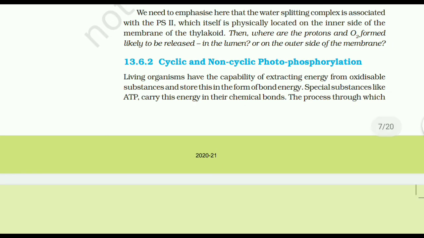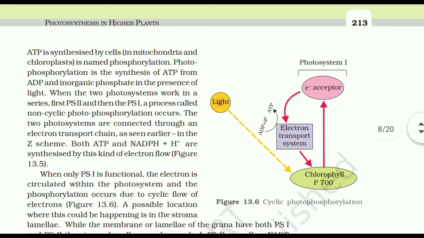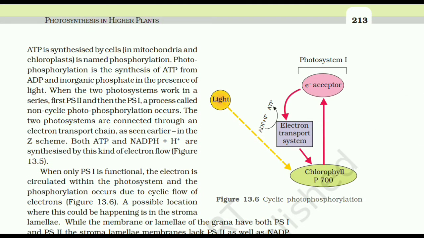13.6.2 Cyclic and Non-Cyclic Photophosphorylation. Living organisms have the capability of extracting energy from oxidizable substances and storing this in the form of bond energy. Special substances like ATP carry this energy in their chemical bonds. The process through which ATP is synthesized by cells in mitochondria and chloroplast is named phosphorylation. Photophosphorylation is the synthesis of ATP from ADP and inorganic phosphate in the presence of light, where the two photosystems work in a series, first PS2 and then PS1. This process is called non-cyclic photophosphorylation.